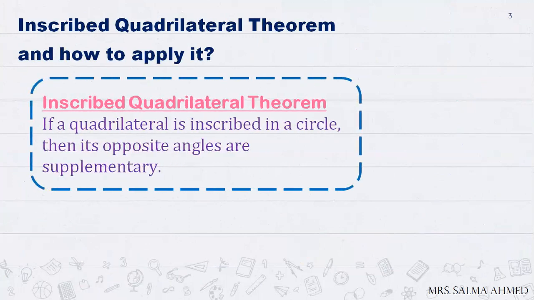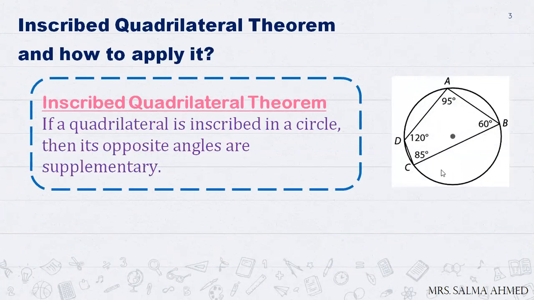The theorem says if a quadrilateral is inscribed in a circle, then its opposite angles are supplementary. We can say that if I have a quadrilateral inside my circle, the sum of each two opposite angles equals 180, so they are supplementary. If I check the measure of angle A, which is 95, plus the measure of angle C, which is 85, the opposite one to it, it will be 180.